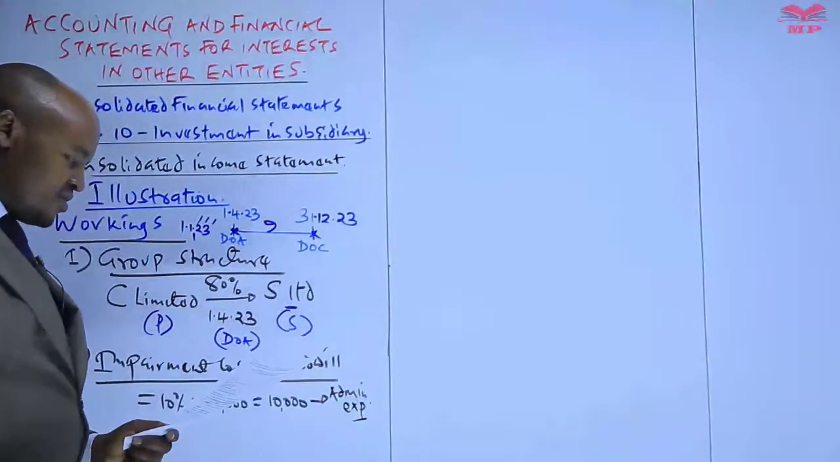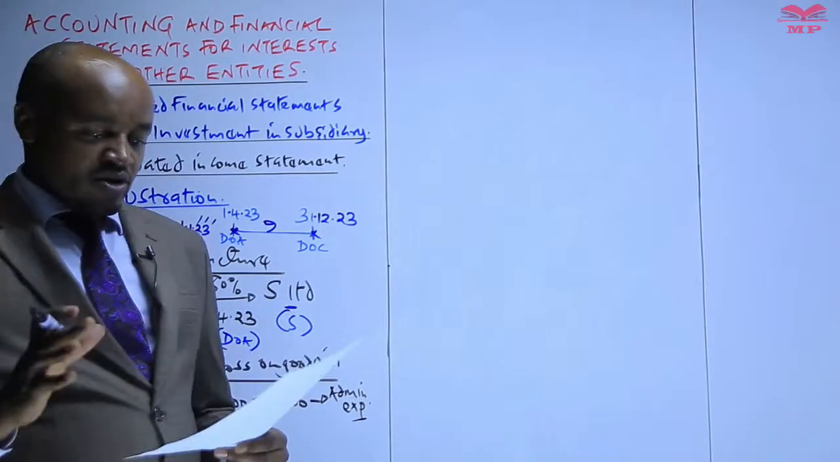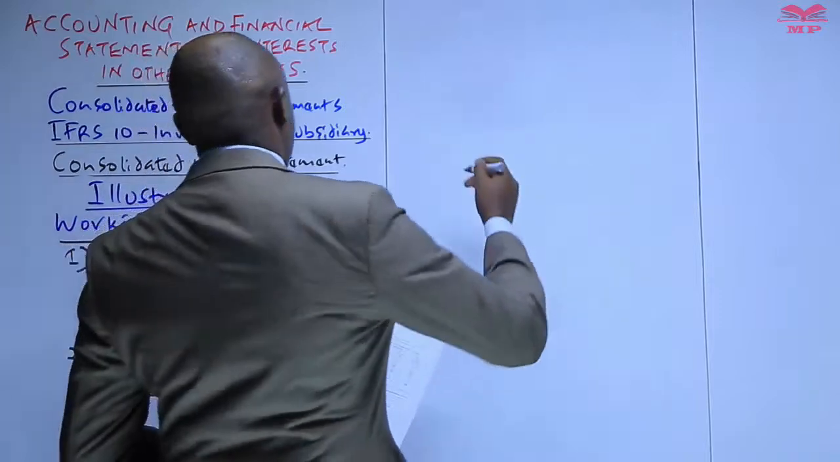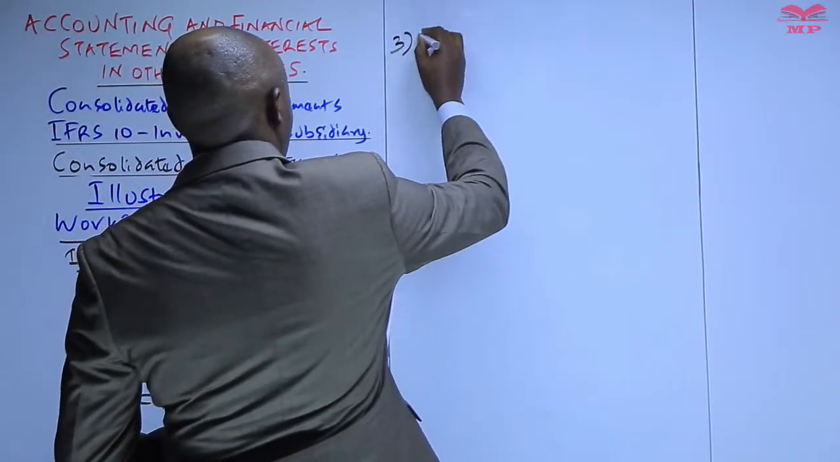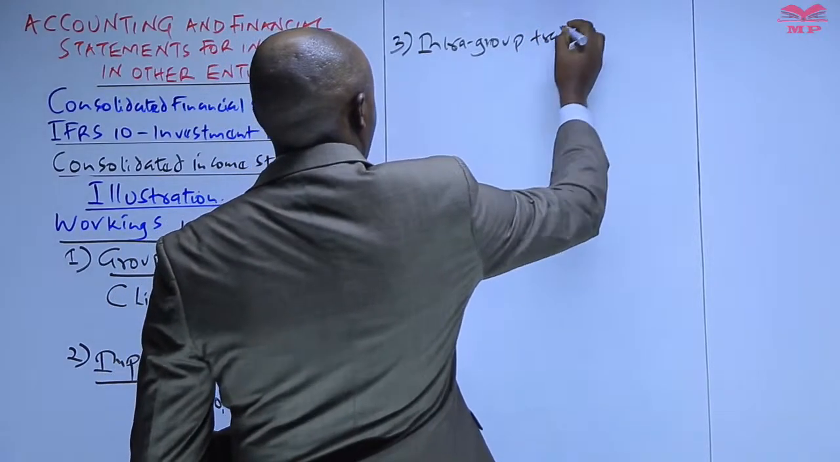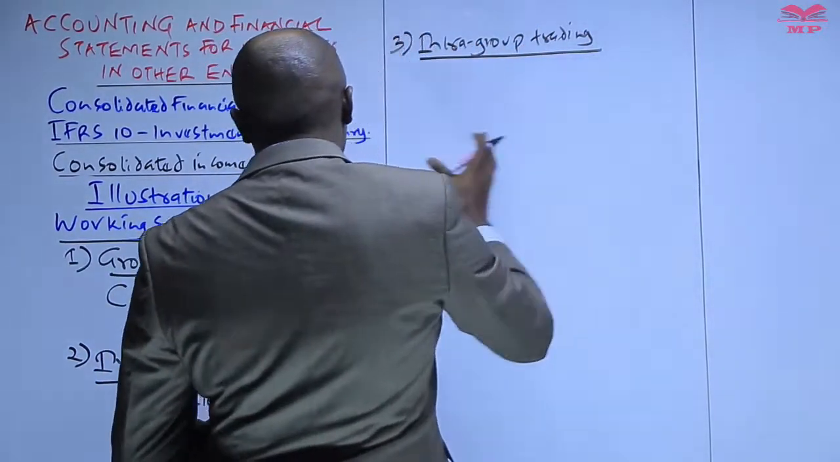And then we go to note number 2, whereby we are told that on 31st of October 2023, these are like 2 months to the end of the financial year, S Limited, which is now our subsidiary, sold some goods to C, which is the parent, for shillings 300,000. So what is that? This is now what we refer to as intragroup trading, sales between the group members.